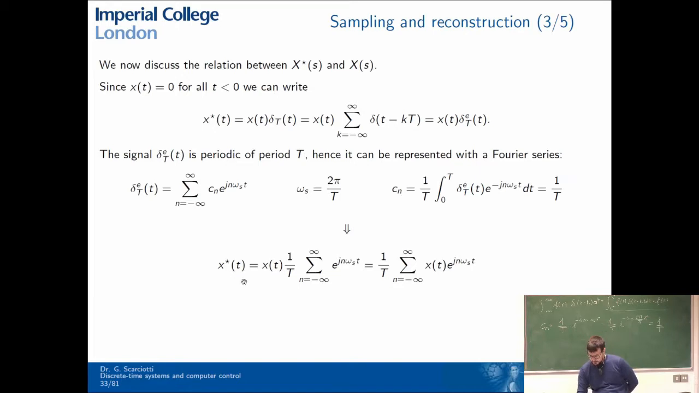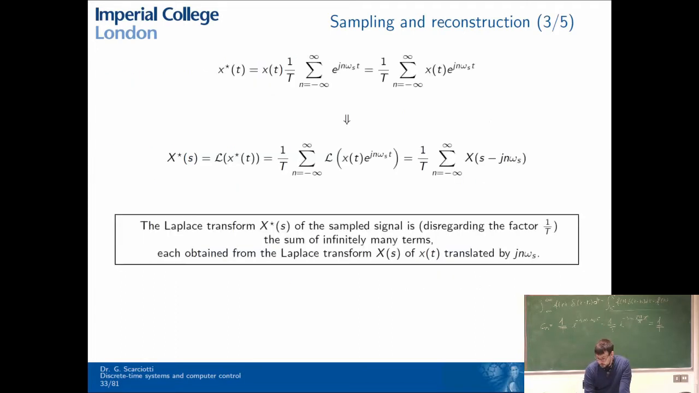So x star of t is equal to x of t times 1 over T, this sum. This comes from the Fourier series of this train of impulses. And we can write this as 1 over T, the sum that goes from minus infinity to plus infinity of this term here. What this means is explained in the next slide. So we end up with x star of t described by this expression over here.